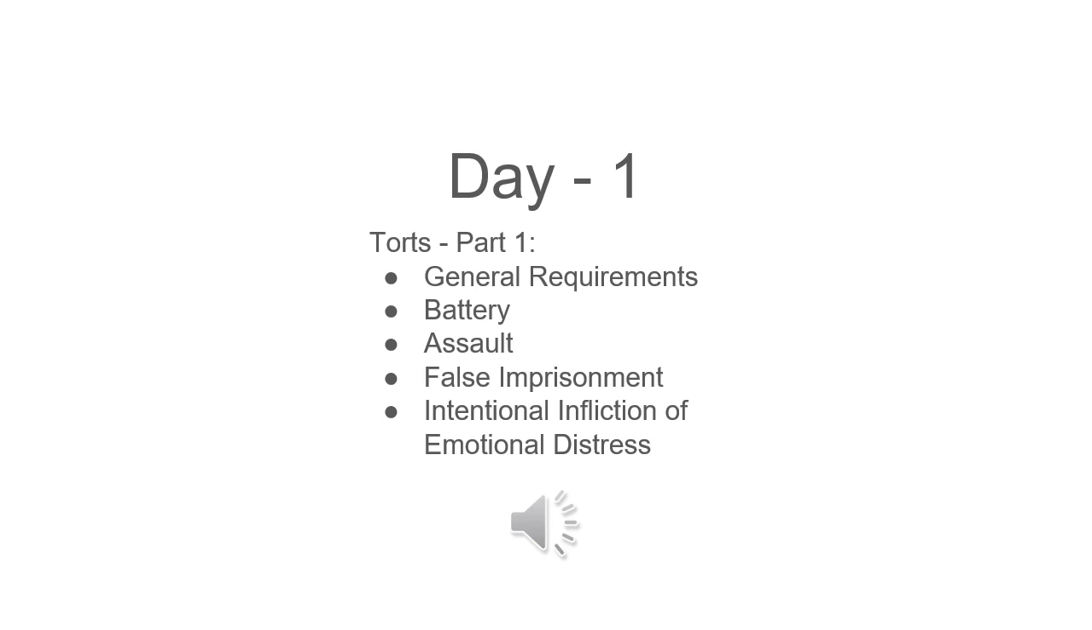Moving on to assault. Assault is an act by the defendant which causes a reasonable apprehension in the plaintiff of immediate harmful or offensive contact to plaintiff's person. Again, you have intent and causation. Bodily contact is not required. Throwing a punch and missing is sufficient because it creates a reasonable apprehension of immediate harmful or offensive contact.